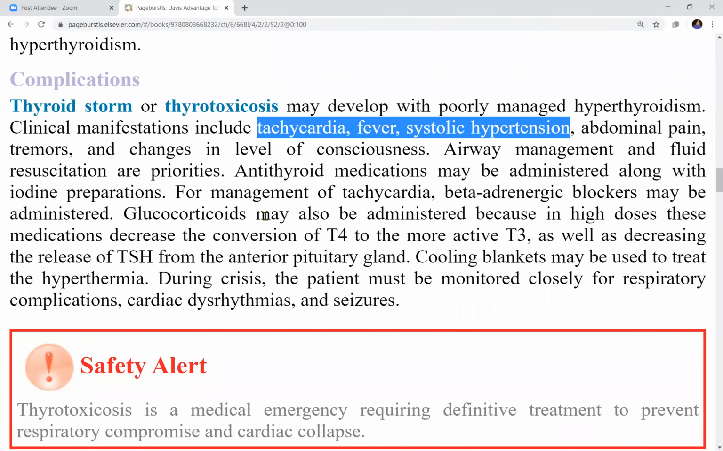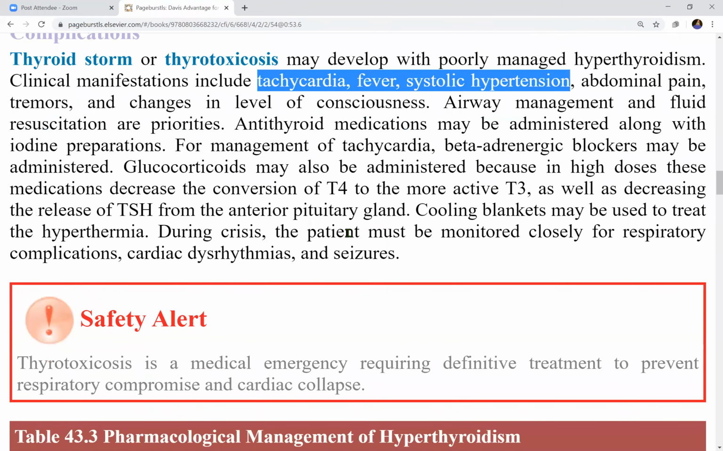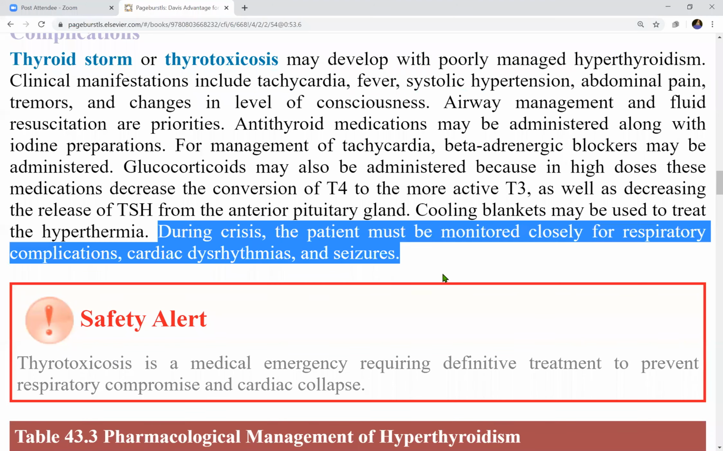Along with glucocorticoids. And the rest of the management is symptomatic. Say the patient will have a high temperature, right? The fever here can be high, so we give them cooling blankets. However, the patient could potentially die from cardiac dysrhythmias that could occur during the crisis. So these are your other interventions.